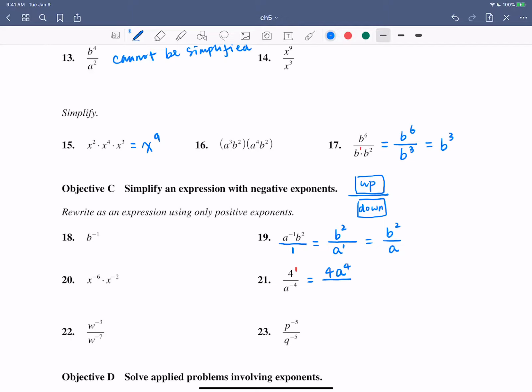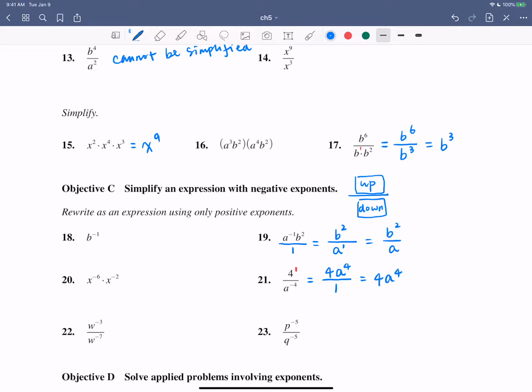Do you put a 0 there? No. If you put a 0 there, it's going to be undefined. So what you do is you put a 1 there. It's just like how we did it for number 19. We created a downstairs, but there's no one there, so we put a 1. It's the same idea. And then we can further simplify this. 4a to the 4th divided by 1 is simply 4a to the 4th.